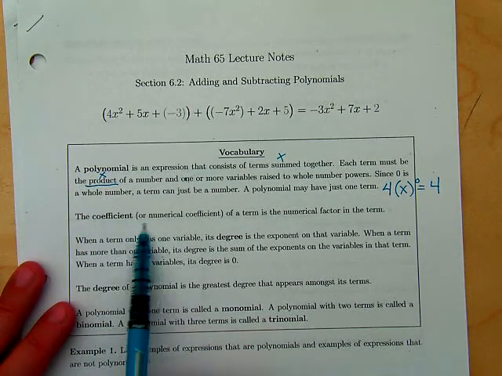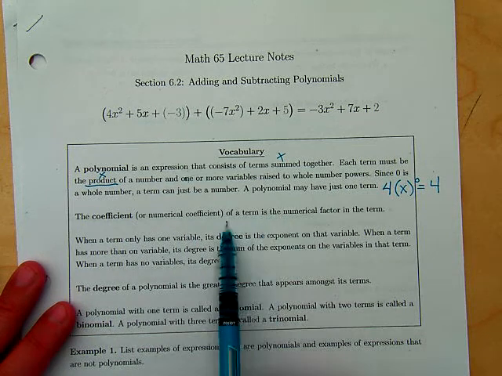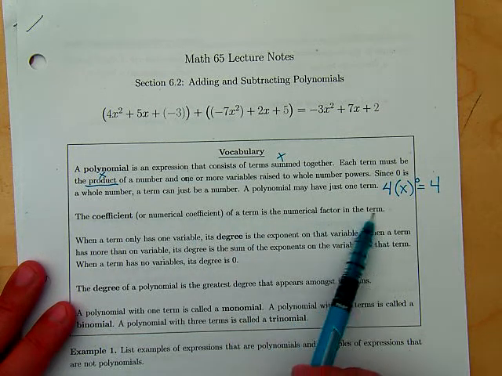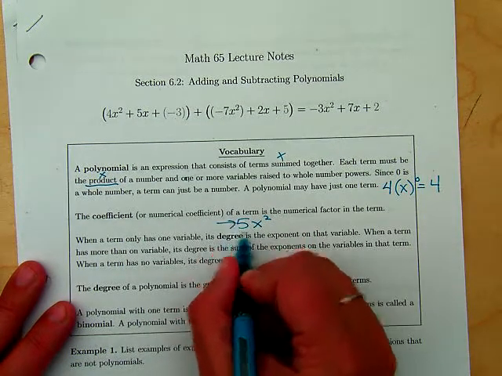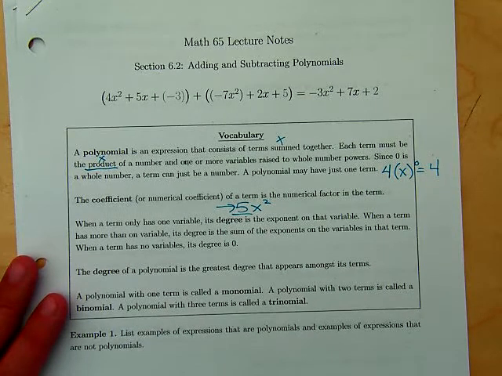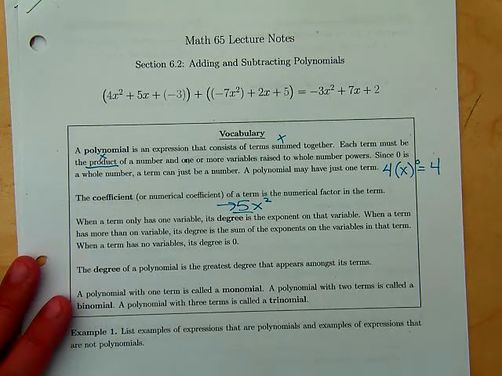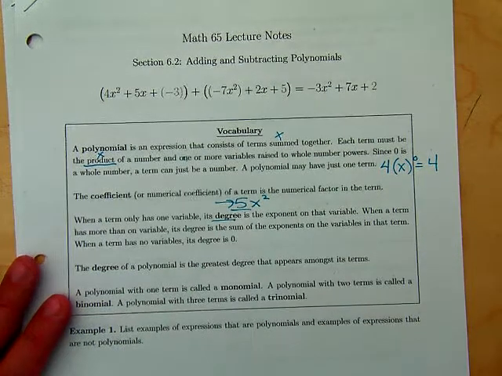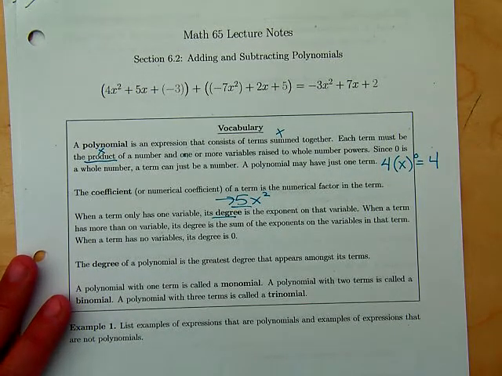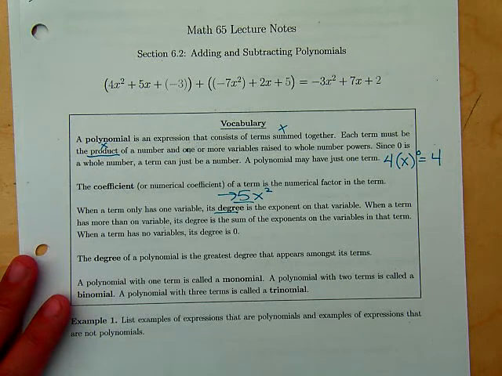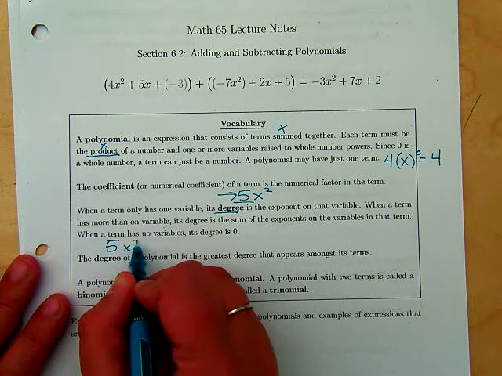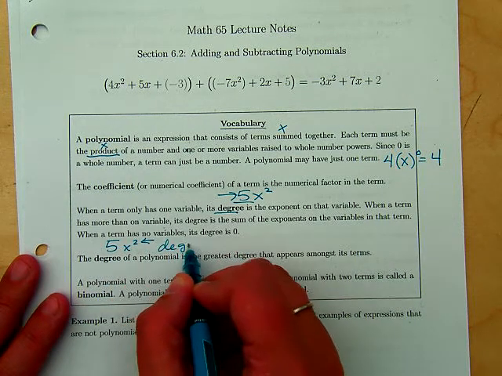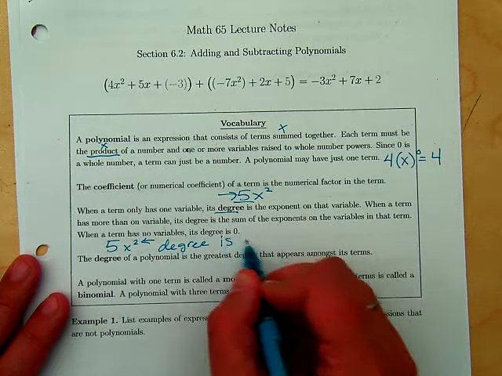Okay. The numerical coefficient of a term is the numerical factor of the term. So if I say 5x squared, the coefficient is the 5. When a term only has one variable, its degree is the exponent of that variable. When a term has more than one variable, its degree is the sum of the exponents of the variables of that term. When the term has no variable, its degree is 0.